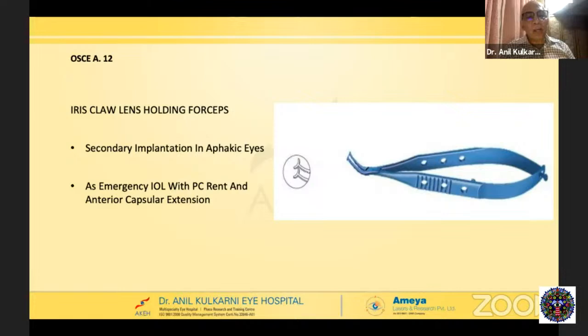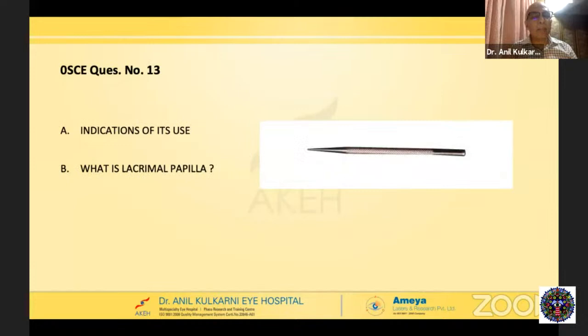So this is required in secondary implantation in aphakic eyes, as well as emergency IOL on the table when you are faced with PC rent and anterior capsule extension. Remember, if anterior capsule is not intact or the rhexis, the sulcus fixated lens is also not indicated. Question 13.